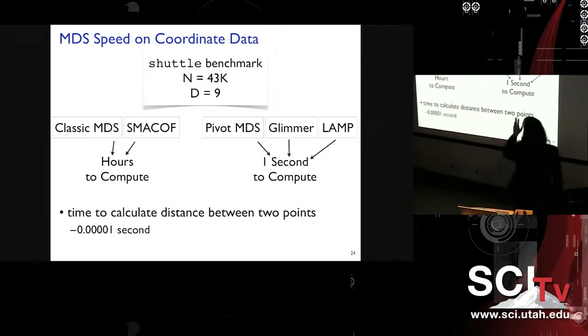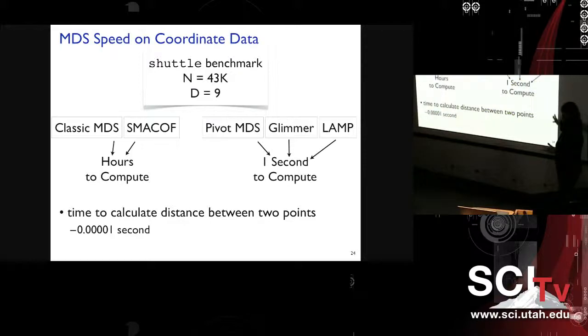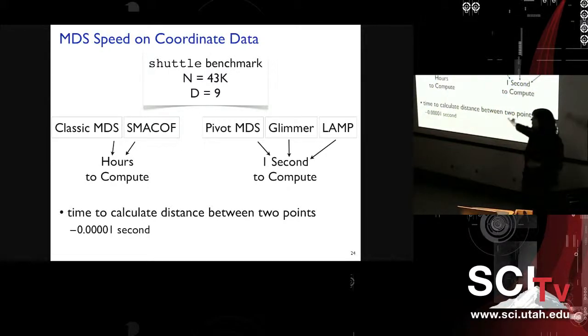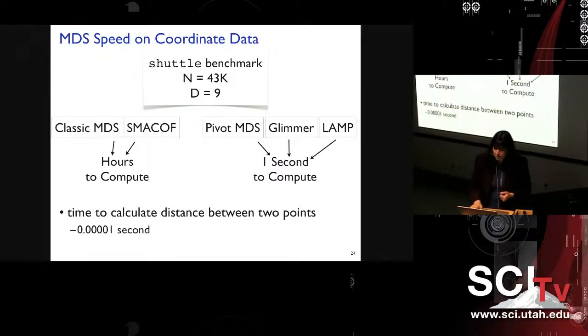So in particular, if you're looking at MDS where you've got coordinate data, in this case, you have high dimensional points, some way to calculate distances between them. So here's a very standard benchmark. We've got over 40,000 points, a 9-dimensional data set, and the older methods are going to take hours. The newer methods are all going to finish in about a second. And in this case, it's assuming a very, very cheap distance metric. So let's think something like straight Euclidean, and then distances are fast to calculate.